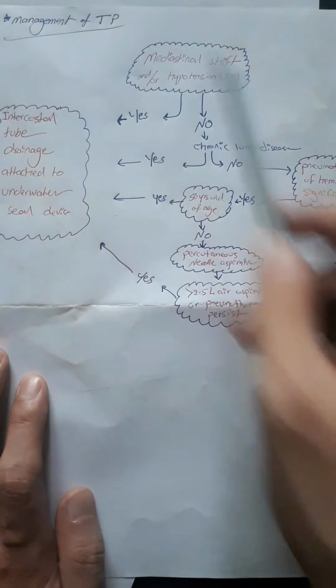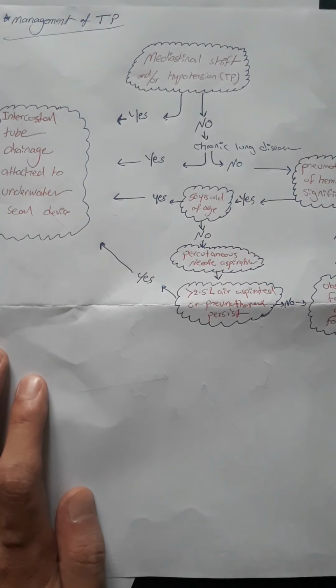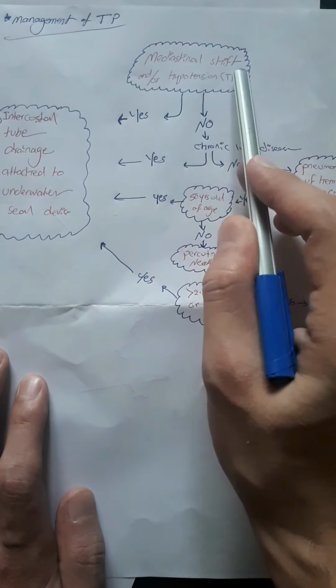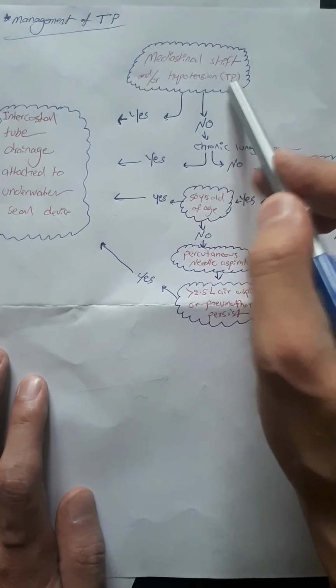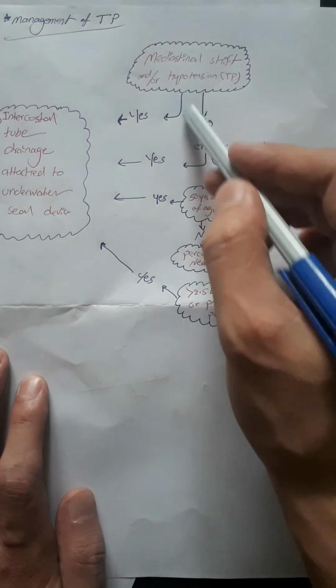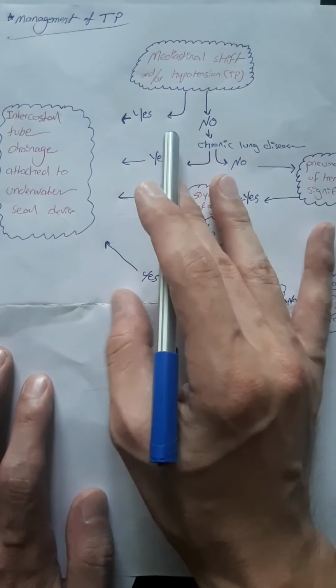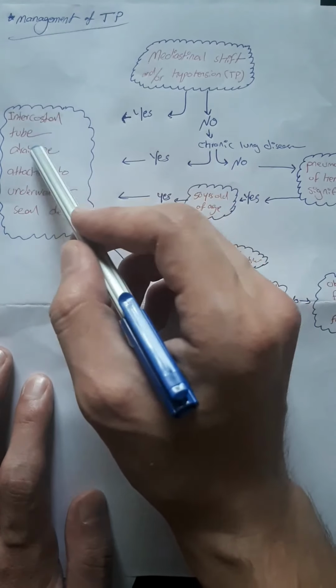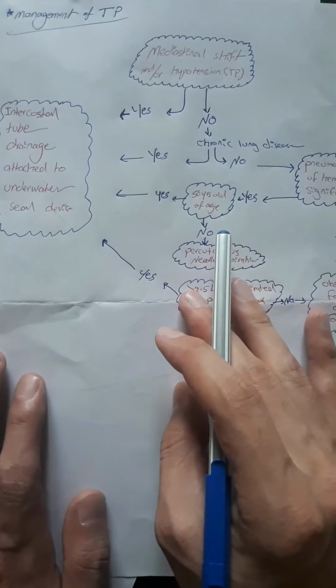Okay guys, here we have management of tension pneumothorax as I took from Davidson. Let's focus on this step by step. First, we have mediastinal shift with or without hypotension in tension pneumothorax. If yes, we jump to prepare or perform intercostal tube drainage attached to an underwater seal device.